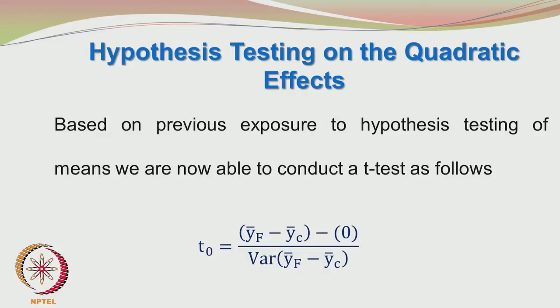So, we can do a t test which is based upon the estimator y bar f minus y bar c minus the null hypothesis statement, which says that beta 11 plus beta 22 is equal to 0. That is why we put 0 here, and then we have the variance of y bar f minus y bar c.